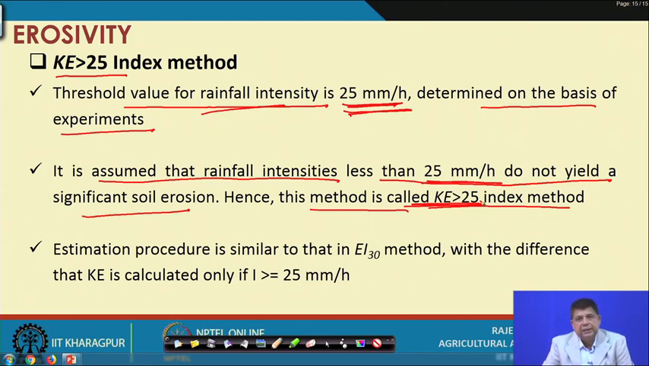The estimation procedure of this method is very similar to EI 30. The only difference is that in the EI 30 method we calculate kinetic energy for all intensities of rainfall, whereas in this case kinetic energy is calculated only if I is greater than 25 mm per hour. So, any rainfall intensity in any duration where the intensity is less than 25 mm per hour is neglected in this particular method.